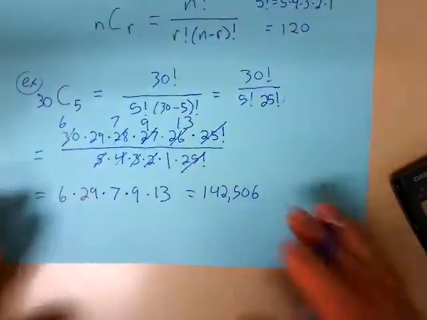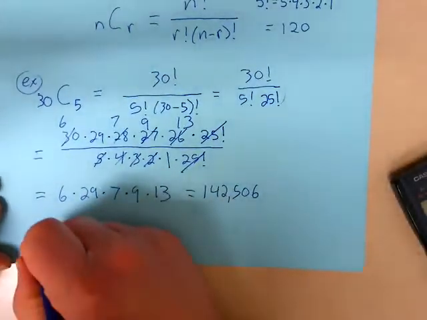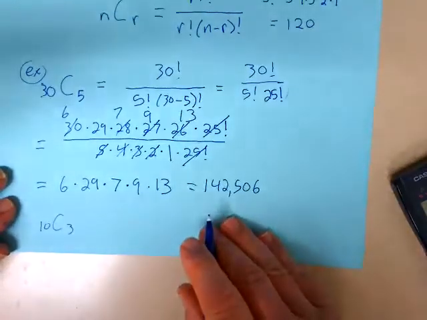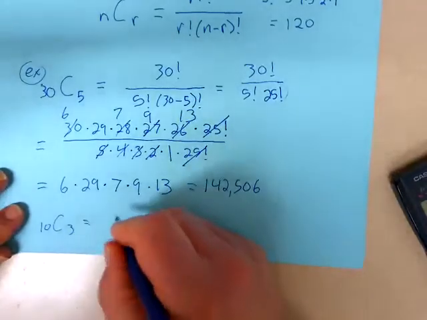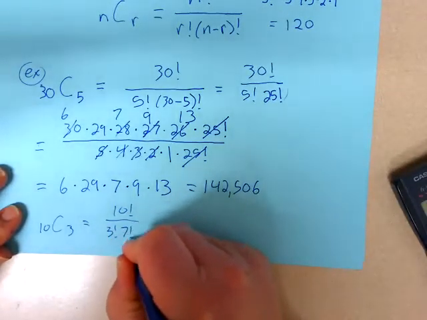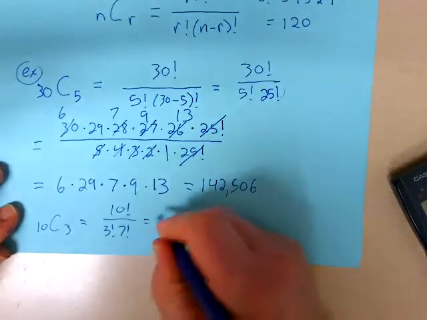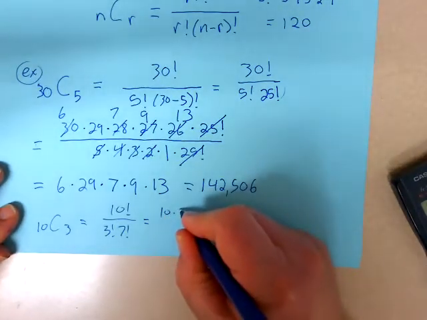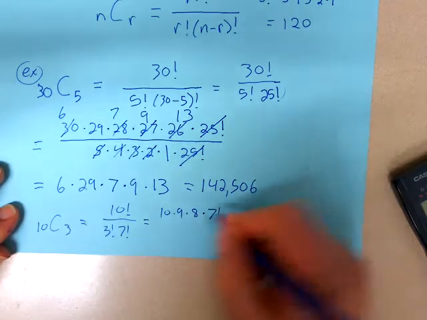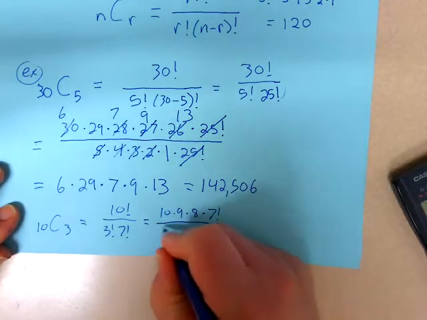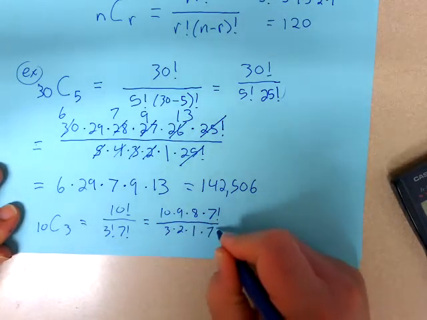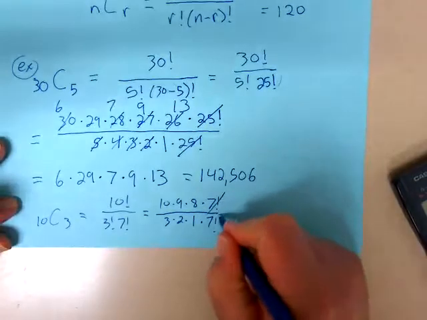So I'll do another one just to kind of show you how easy it can be. So like if I wanted to do 10 choose 3, let's say. Well, this would be 10 factorial on top, 3 factorial, 7 factorial, right? And then I would have 10 times 9 times 8 times 7 factorial, and then 3 times 2 times 1 times 7 factorial. These would cancel out.